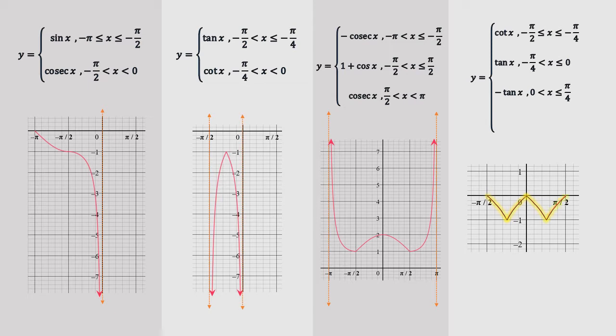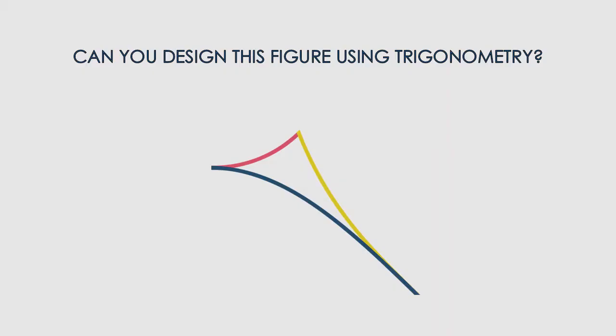The last piece of the graph from pi by 4 to pi by 2 is also a reflection of a known trigonometric curve. You can show that the piece describes the curve minus cotangent x from pi by 4 to pi by 2. Were you able to describe all the graphs? As an open problem, can you design the figure shown using trigonometry?